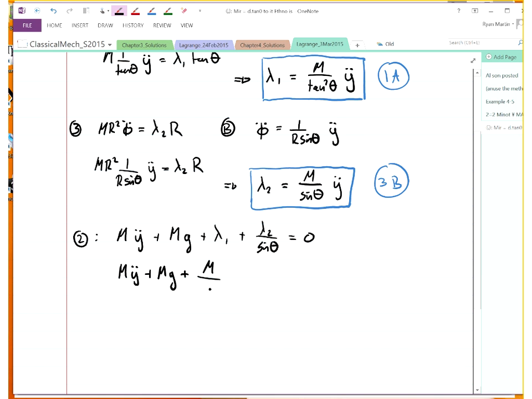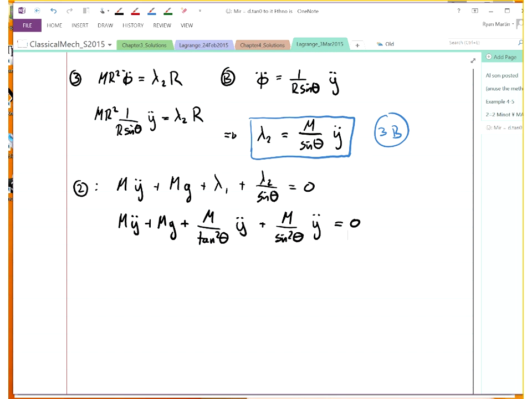So we have m y double dot plus mg plus now lambda 1. Lambda 1 is m over tan squared theta y double dot. And then lambda 2 over sine theta is m over sine squared theta y double dot. That's got to equal 0. That's interesting. It looks like all the m's will cancel, right? So let me divide all the m's out, and let me factor out the y double dot.